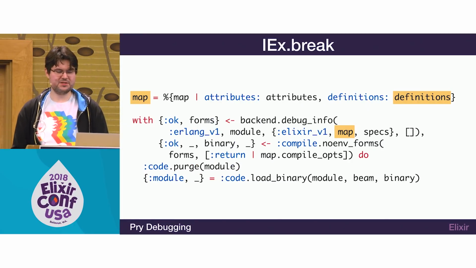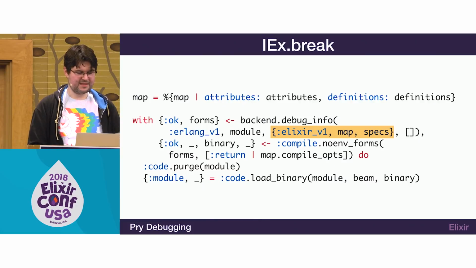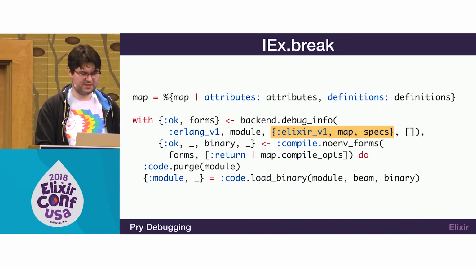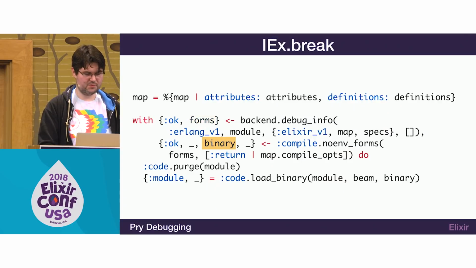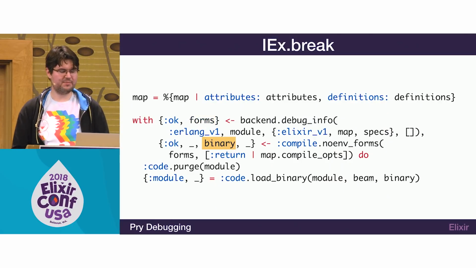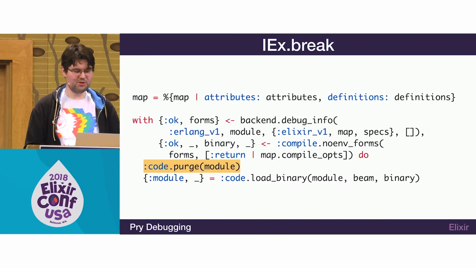The instrument definitions with IEx.pry calls are in map. We're telling the backend module that the map metadata includes the instrument clauses are still in the Elixir v1 format for debug info. But we want the backend to convert it to the Erlang version 1 format, which is called forms. The compile module can compile those forms back to a binary module. But before loading the new module, we need to purge the old module.